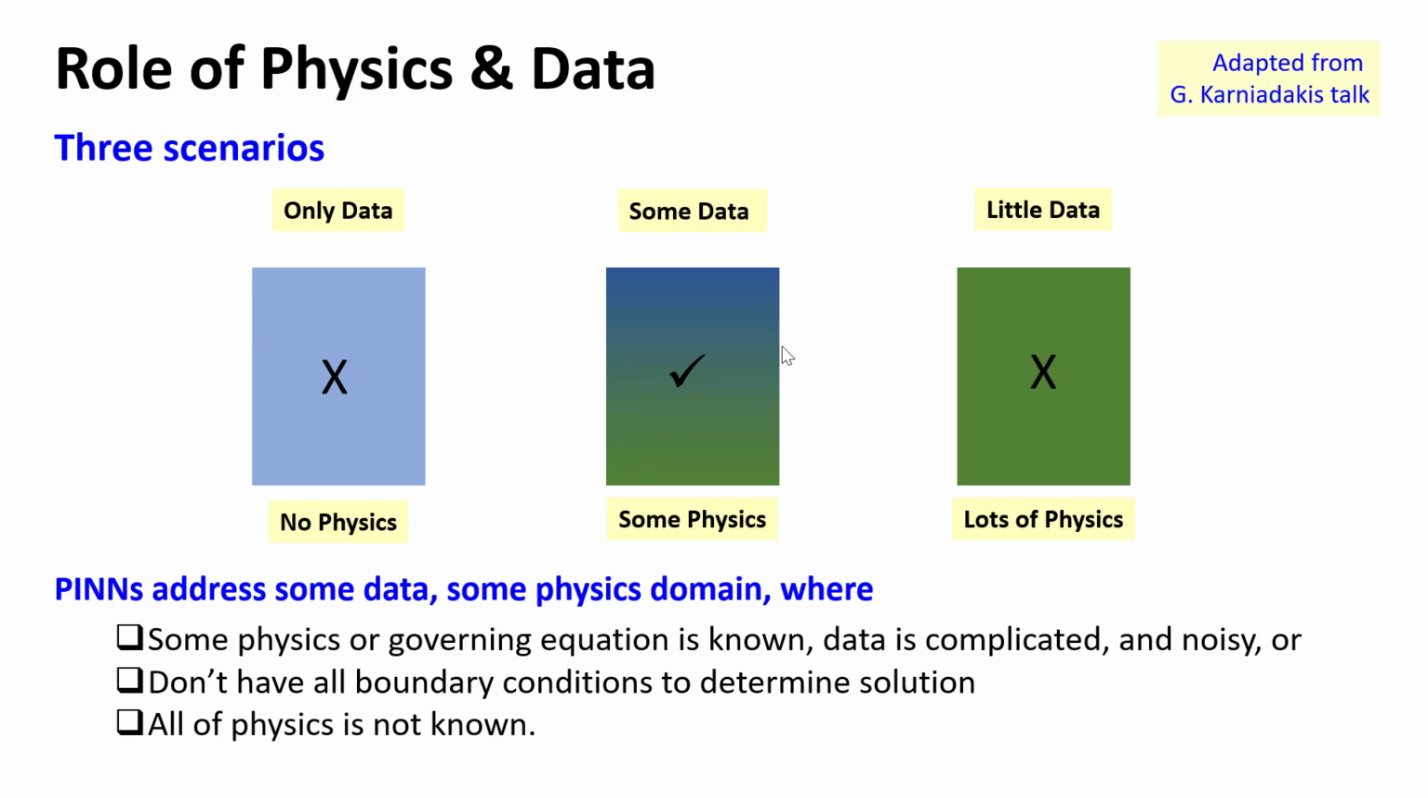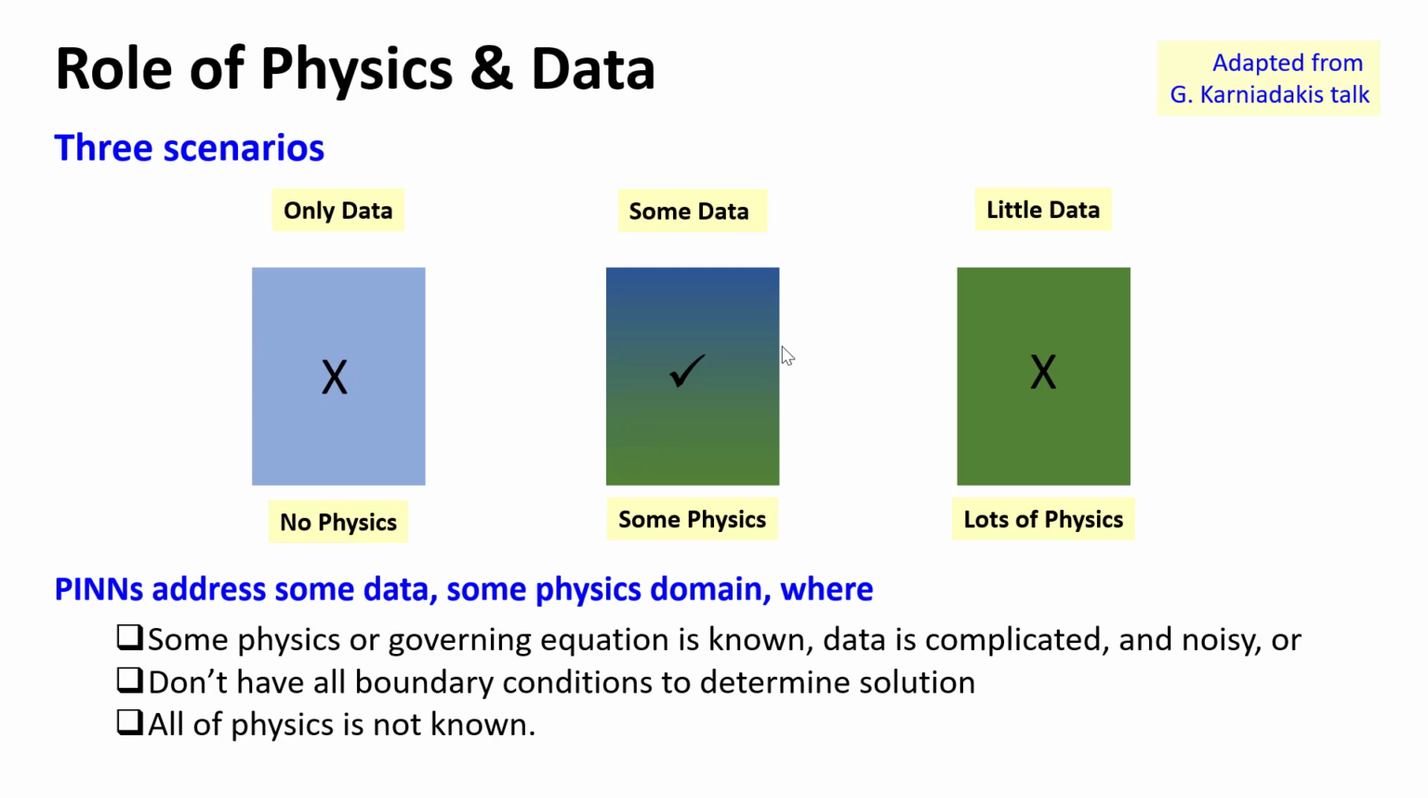The role of physics and data. There are three scenarios in front of us when we try to solve a data-driven problem. One in which there's lots of data and no physics. This is not the problem that is being attacked by PINNs, or physics-informed neural networks. This is typically a big data problem where other techniques are useful.